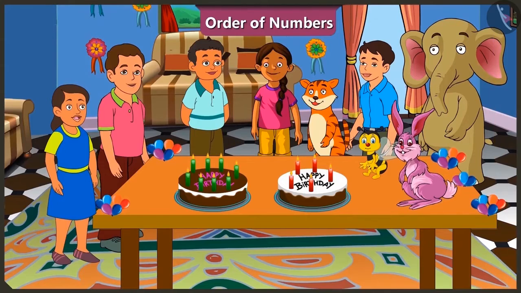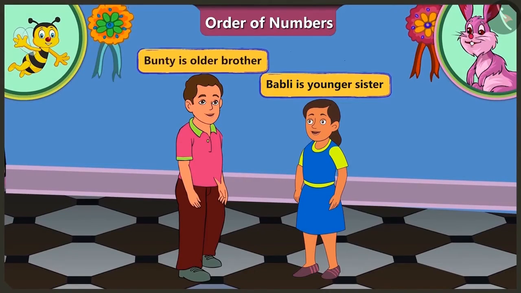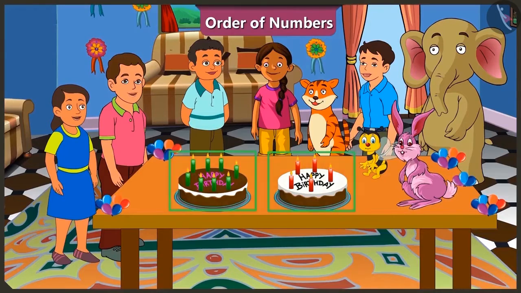Today both my elder brother and I are celebrating our birthday. Welcome to the party. Look, honey, Bunty is older than Bubbly, but still both their birthday cakes have an equal number of candles. Oh no, Bunny. Bunty's cake has more candles on it. Come on, let's count them.